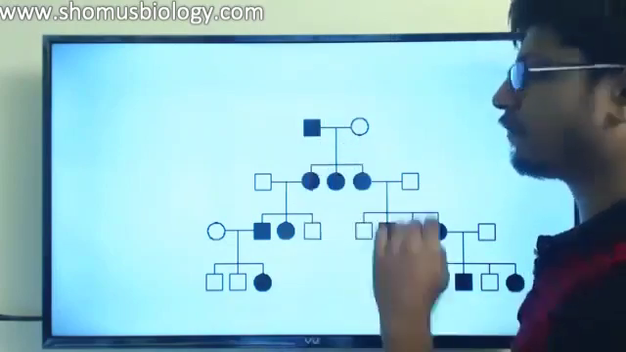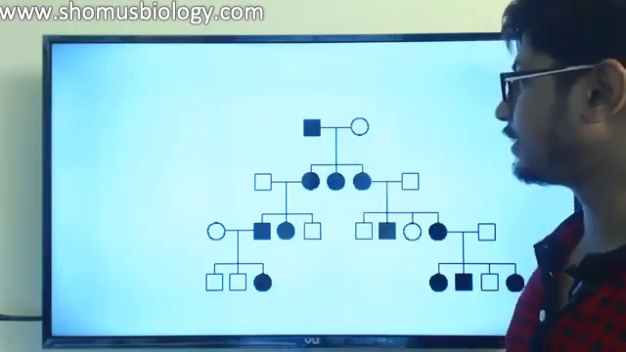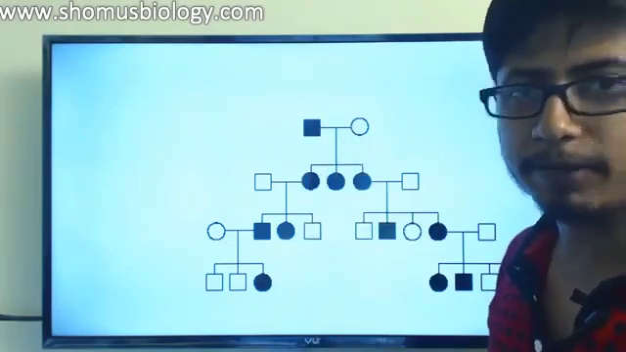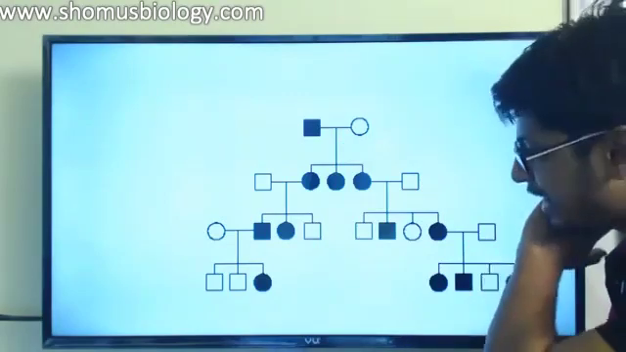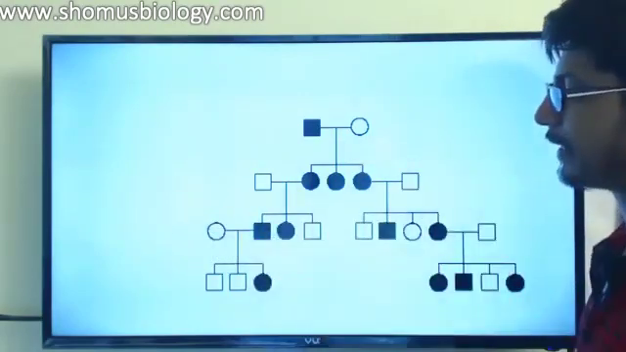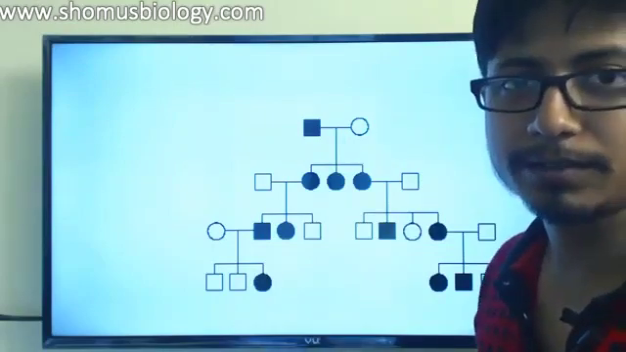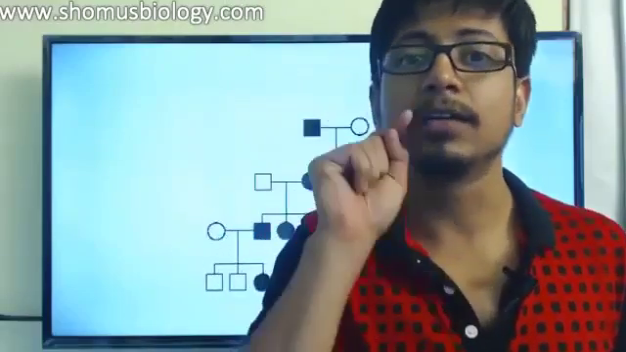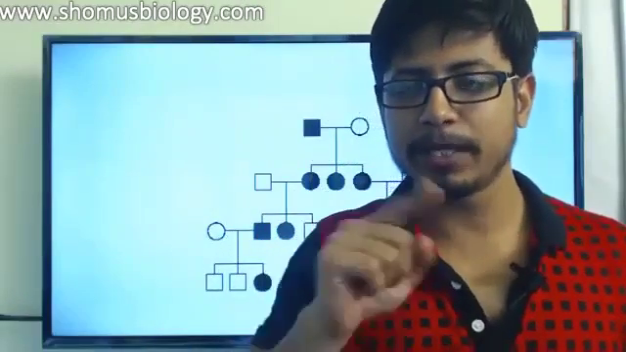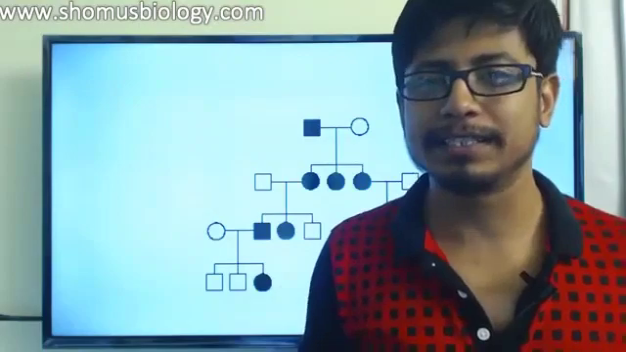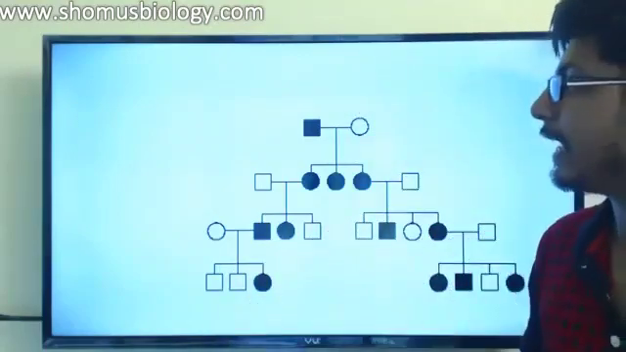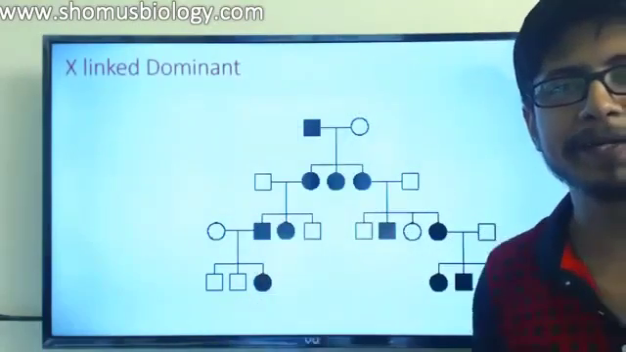One, an affected father causes all the daughters to be affected, and two, in no place in this pedigree does the trait transfer from father to son. That signifies that this pedigree is an X-linked dominant pedigree. You can check the first slide that we discussed. This is a typical feature of an X-linked dominant pedigree.